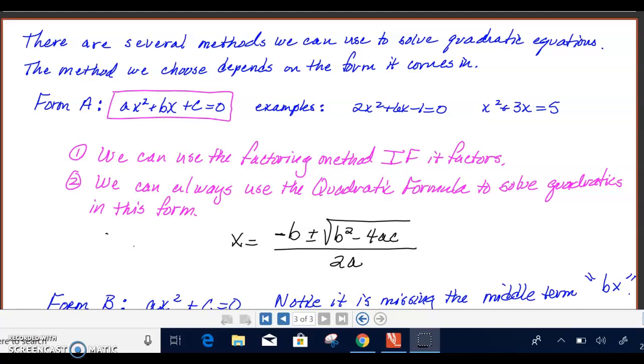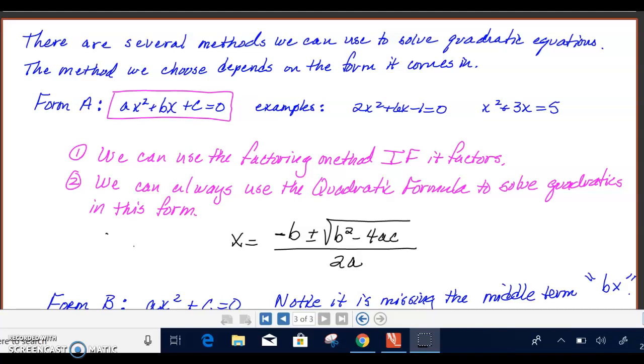Hey guys, here is a video on reviewing how to solve quadratic equations. A couple of you in class mentioned that you still felt a little bit uneasy with solving these equations, so hopefully this video will help you gain some confidence with quadratics.